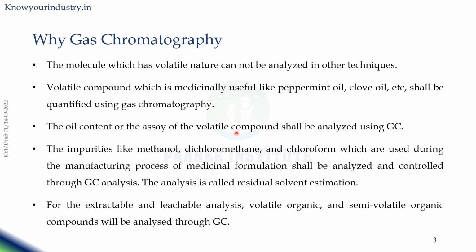The applications also involve volatile compounds like peppermint oil, clove oil, etc., which can be quantified using gas chromatography. The oil content and assay of volatile compounds can be analyzed using the gas chromatography technique, and impurities like methanol, dichloromethane, and chloroform, which have a low boiling point, can be analyzed using gas chromatography. These applications include medicinal formulations as well as other products. Gas chromatography is also used for extractable and leachable analysis, where you need to analyze volatile organic impurities and semi-volatile organic impurities.